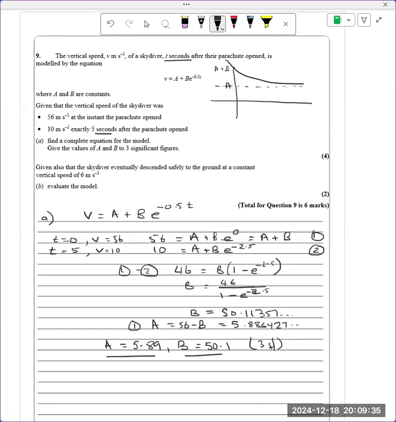Now, sorry, that is not actually the answer to the question, because always go back and reread it. Find a complete equation for the model. So the model is V is A, which is 5.89, plus 50.1 e to the minus 0.5t. So that is my answer to the question. Okay.